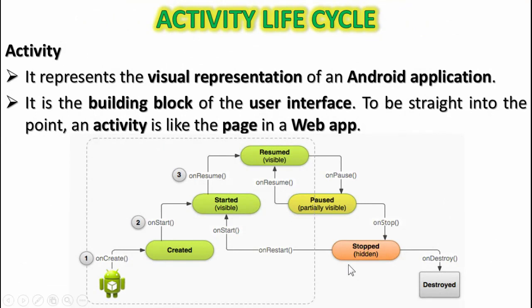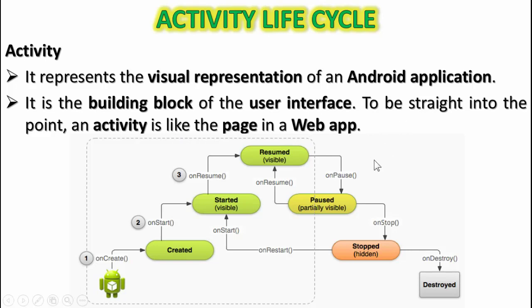Next, let us learn the different events that a mobile app's activity must undergo. But first, let us understand the meaning of activity. Activity in Android software development represents the visual representation of an Android application. It is the building block of the user interface. To be straight to the point, an activity is like a page in a web app.